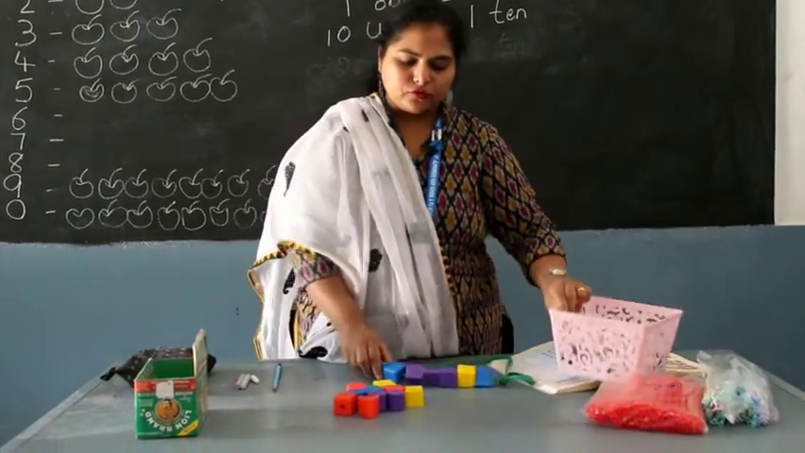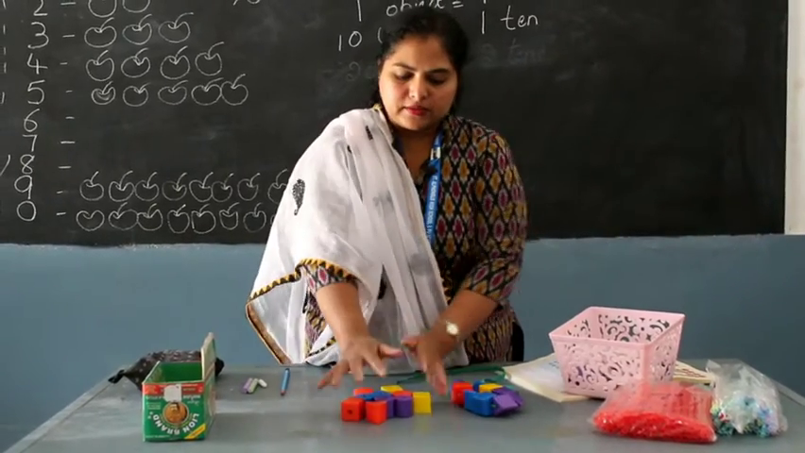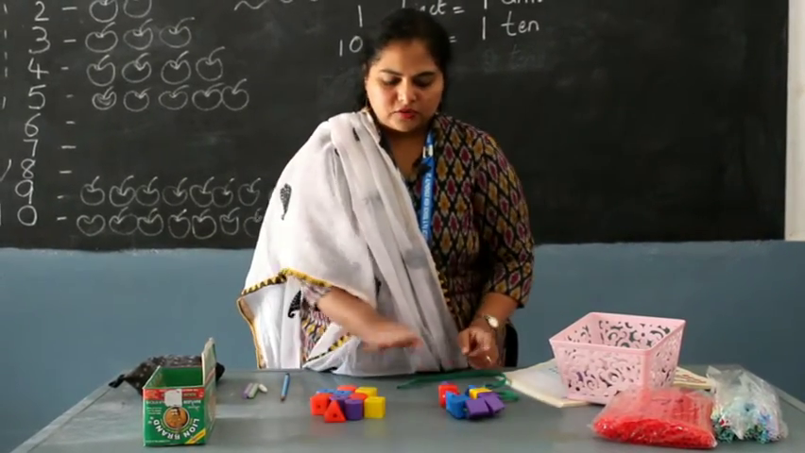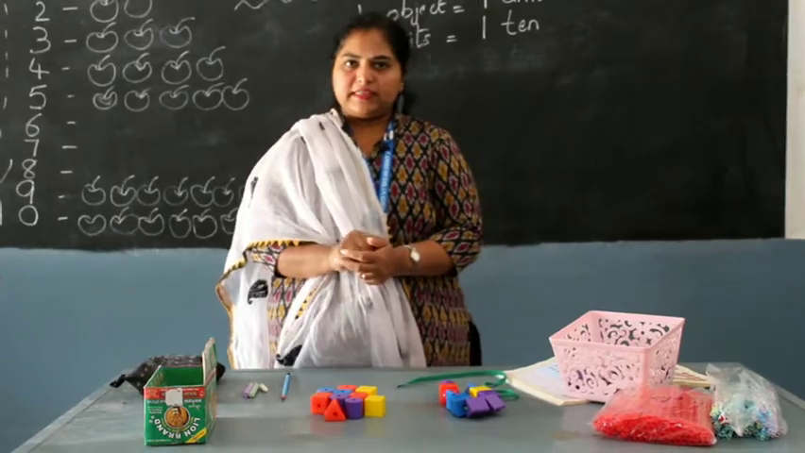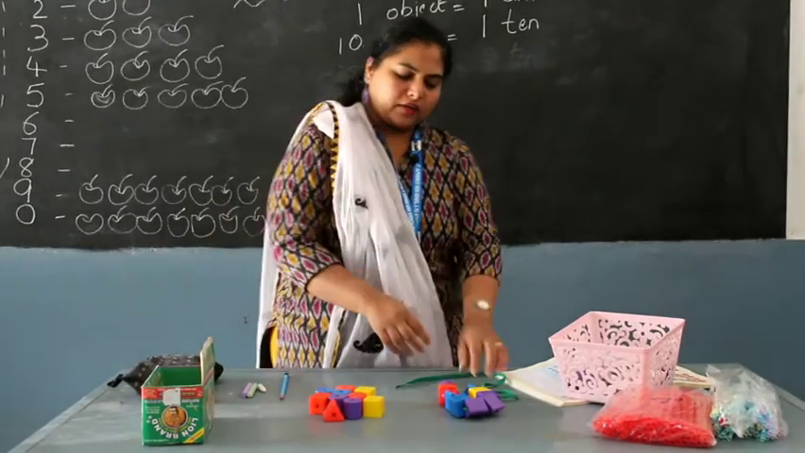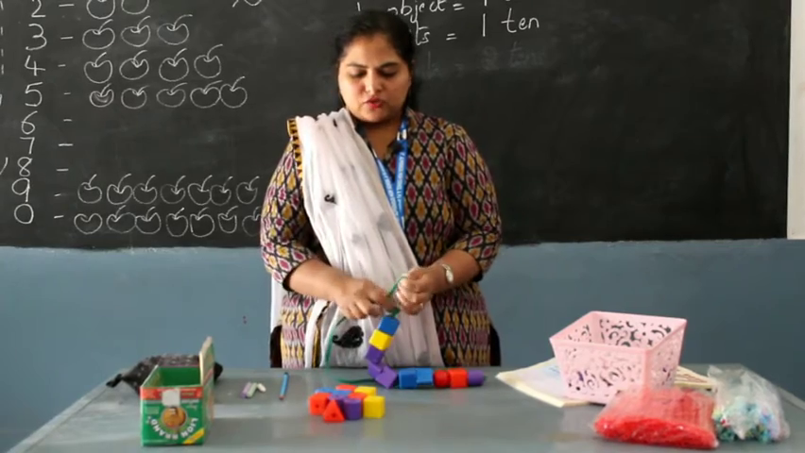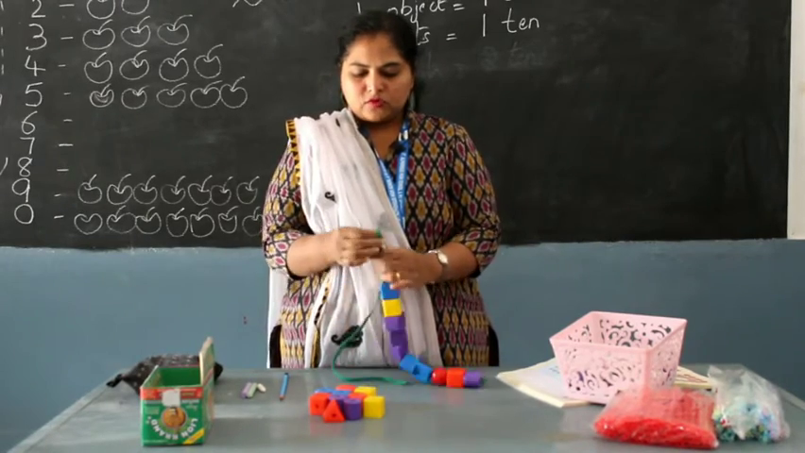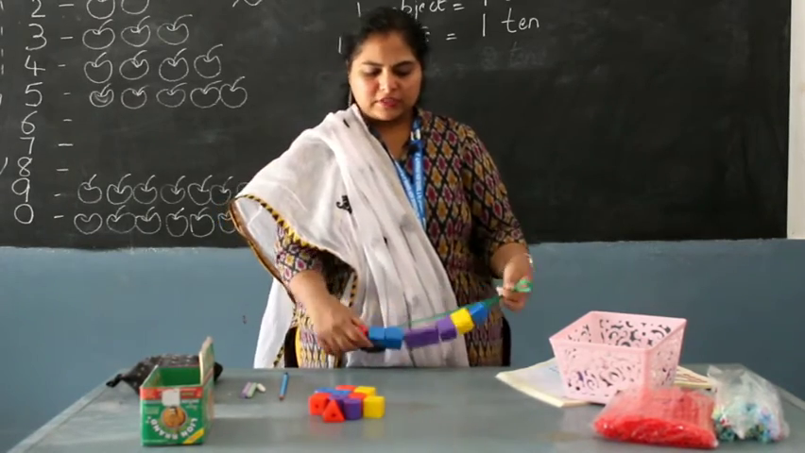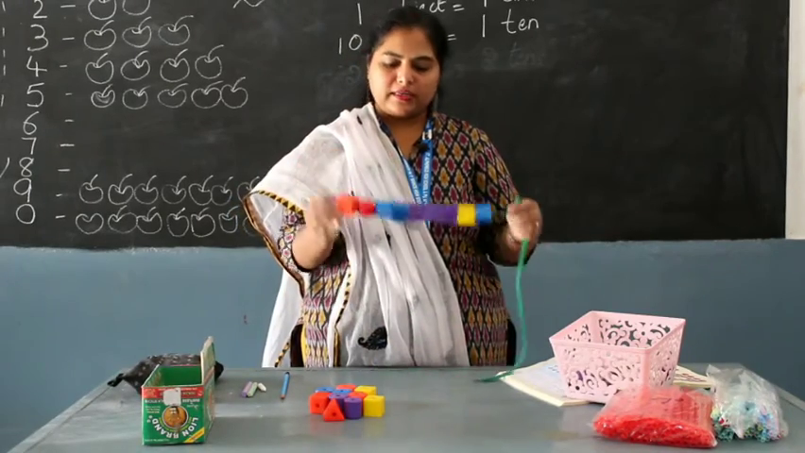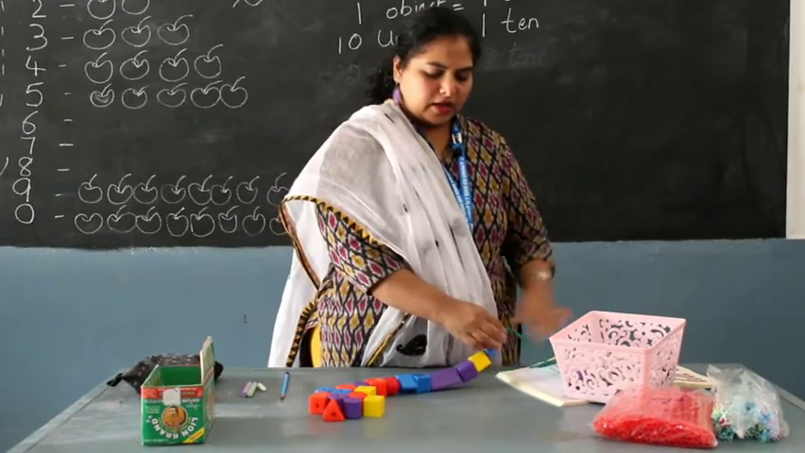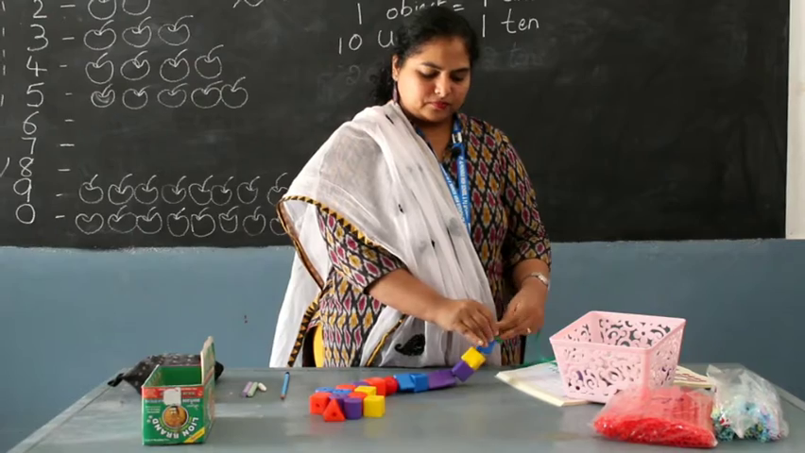So if I have 2 sets of 10, this is 10 beads, these are another 10 beads. So I have 2 tens, okay? So now I have a lace of 10 beads. So let me mark it over here. Okay, I have here 10 beads. This is 1 ten. Now what if I start adding some more beads to it?